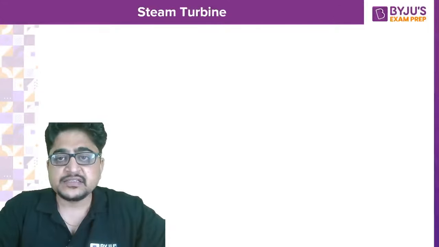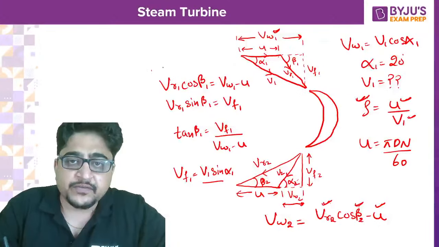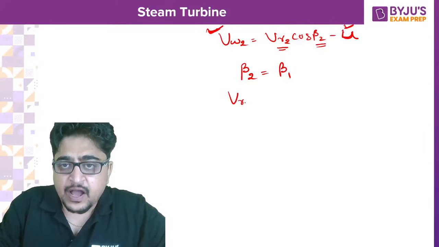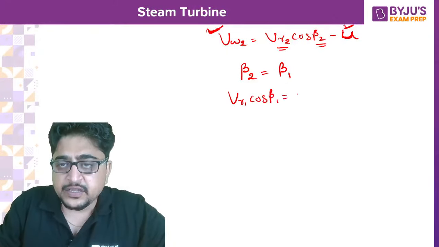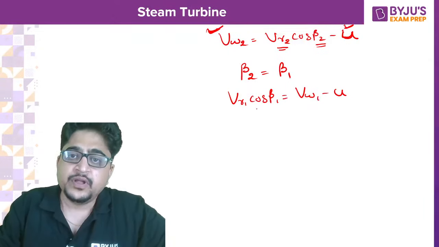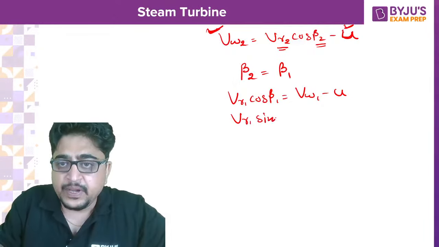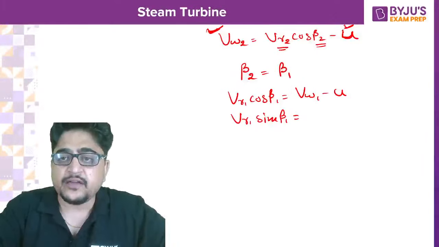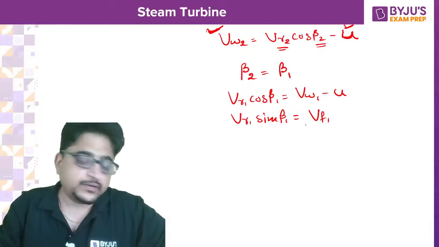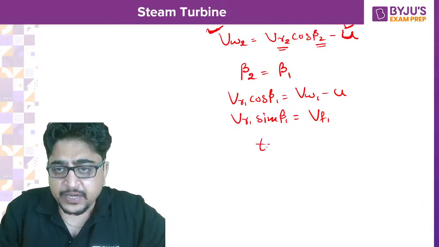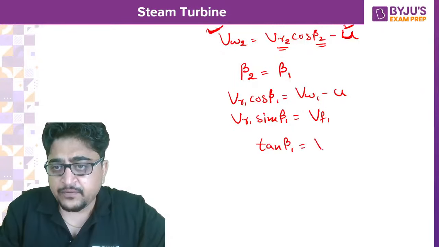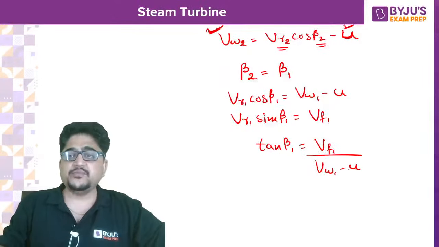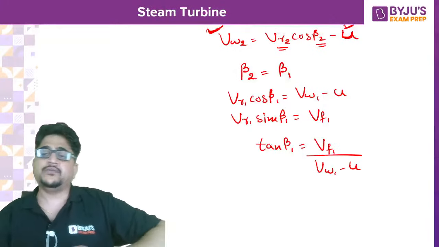And how to calculate the value of beta 1? Again I am telling you, VR1 cos beta 1 is equal to VW1 minus U, and VR1 sin beta 1 is equal to Vf1. So tan beta 1 is equal to Vf1 upon VW1 minus U.